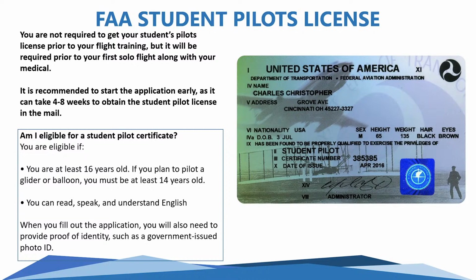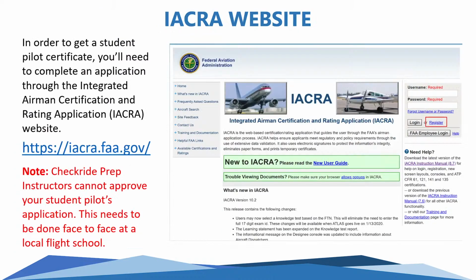Then you can be as young as 14. You just need to have read, speak, and understand English, and have some type of government-issued ID: passport, state ID card, driver's license, military ID. Any of those will work for this process. Where you're going to go is to the wonderful IACRA website, which is an FAA government-run website. This is called the Integrated Airman Certification and Rating Application.